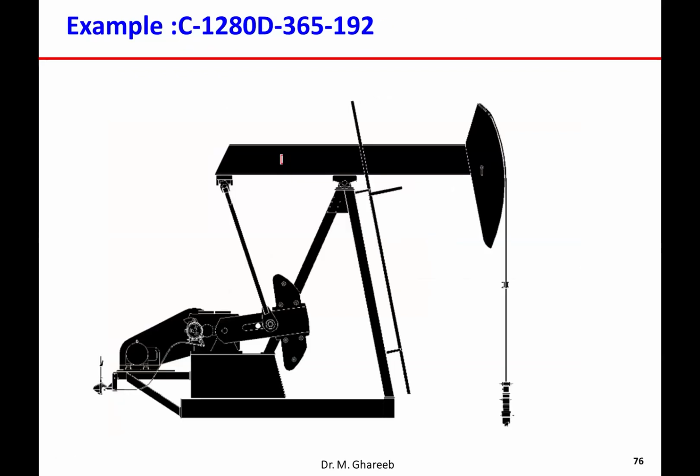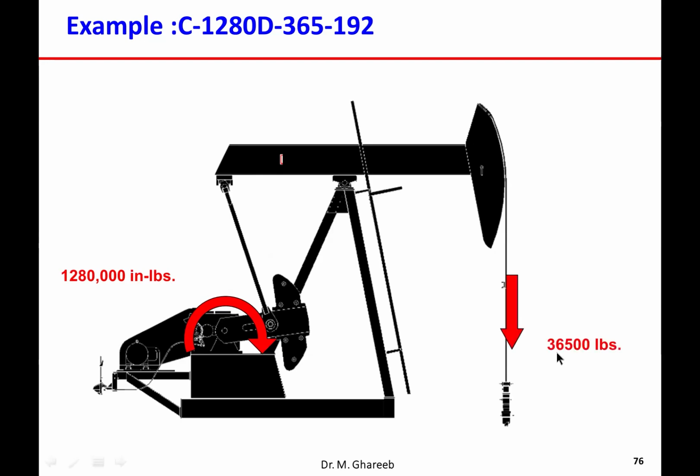Just to be a little clearer, let us look at these numbers on the units. For example, I have a unit C 1280, D 365, 192. What does that mean for the unit? First, C is conventional. This type of unit, as you see, is a conventional type. Second, the number 1280 means the torque in the gear reducer. The maximum torque in this gear reducer will be 1280 thousand inch-pounds.